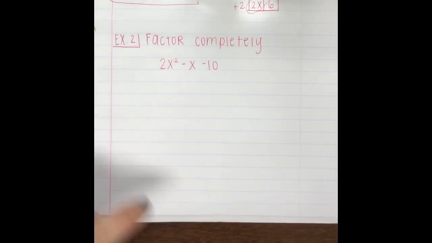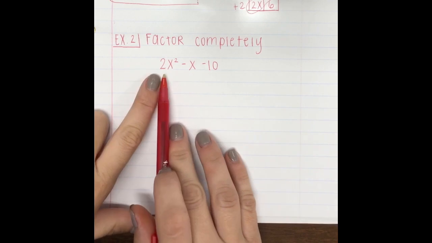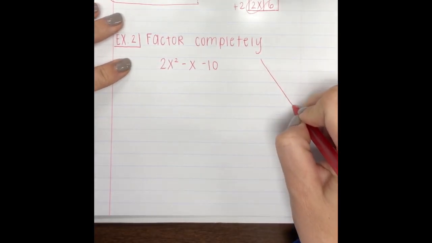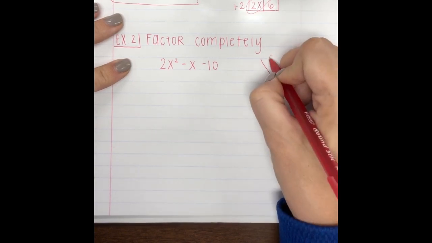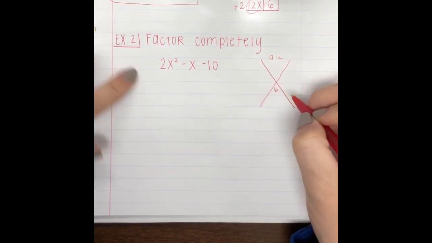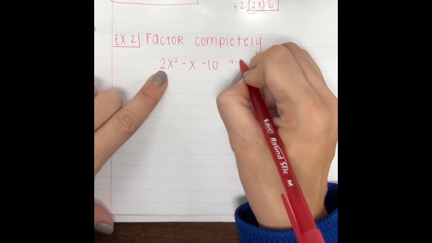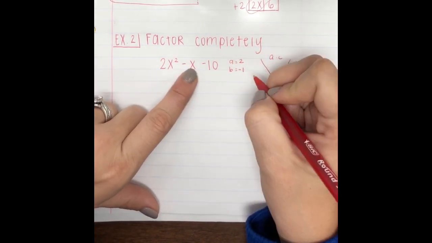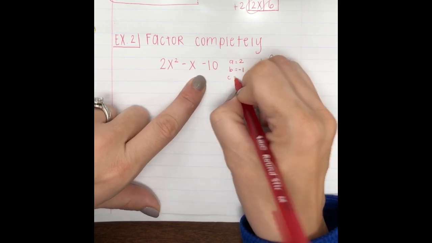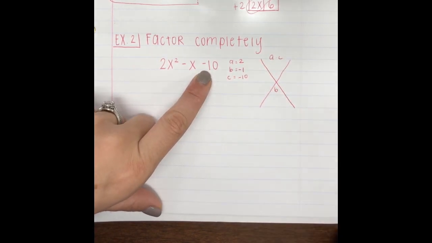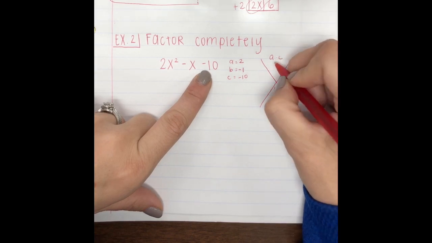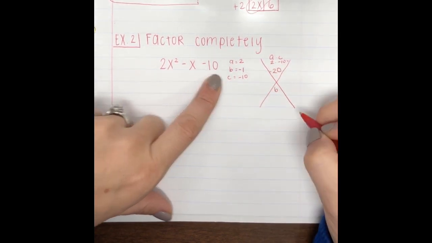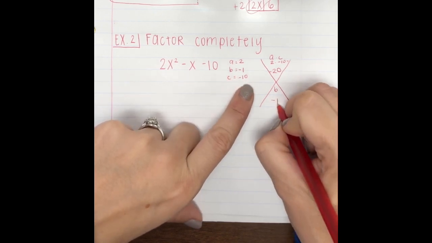Okay, so next example, we want to factor it completely. So we have 2x squared minus x minus 10. Okay, so I'm going to draw my x. Still a times c, and then my b. So my a is equal to 2. B is equal to a negative 1. That negative stays with it. C is equal to a negative 10. Okay. So a times c means 2 times a negative 10, which gives us negative 20. And our b is negative 1.